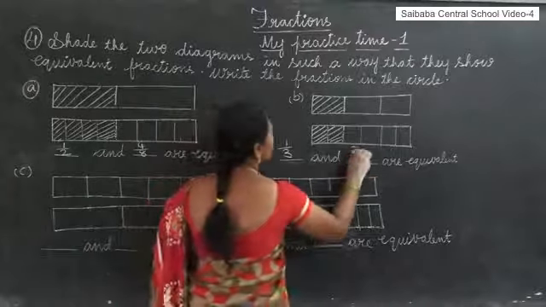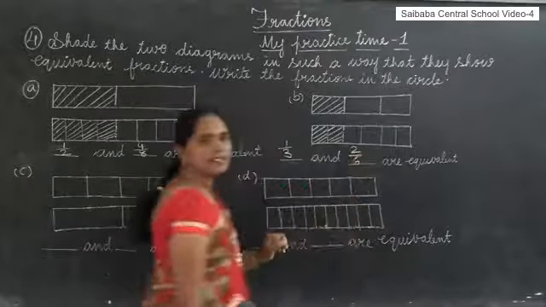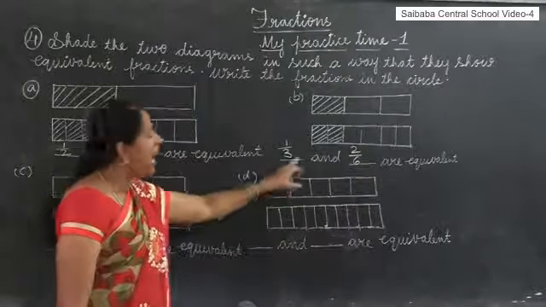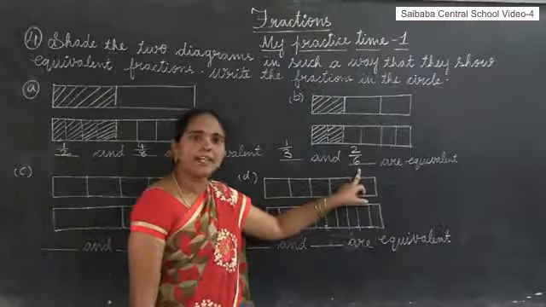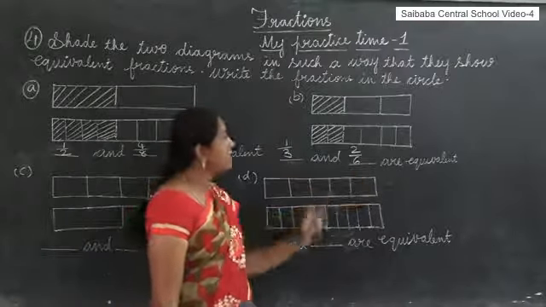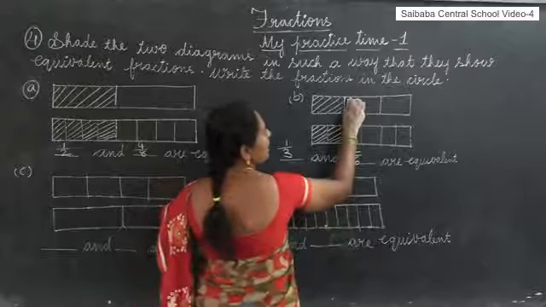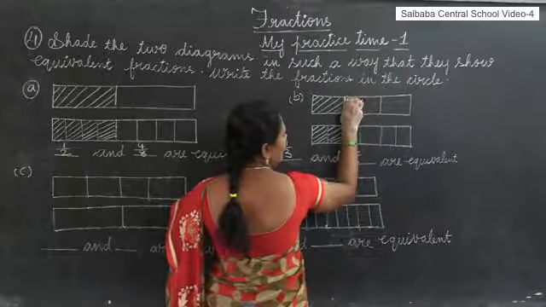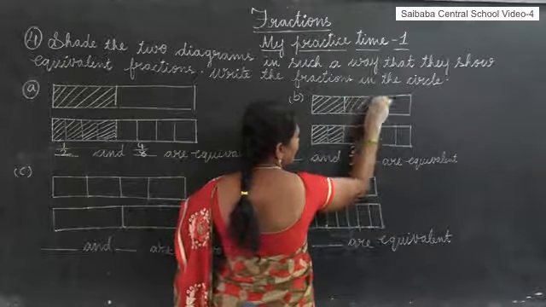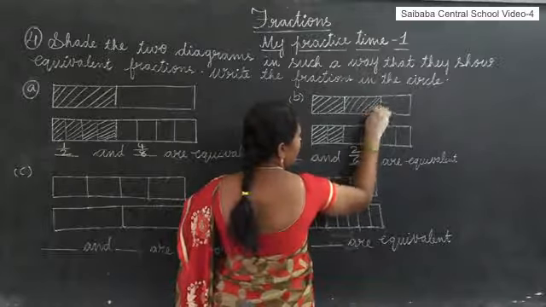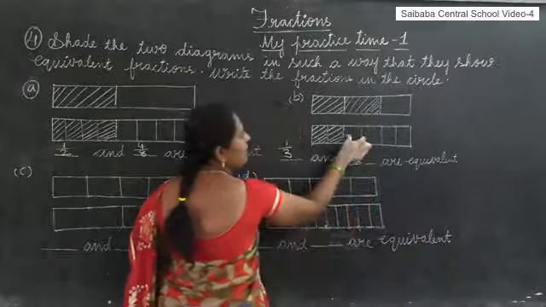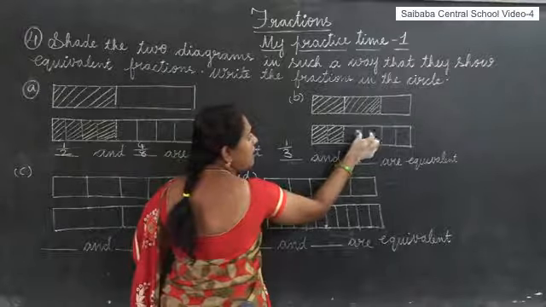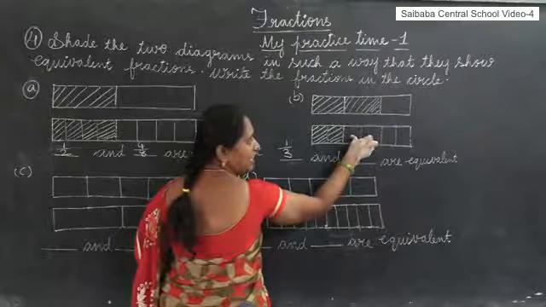Good. 2 by 6. 2 by 6. So, 1 by 3 and 2 by 6 are equivalent fractions. Children, if you want, you can shade one more part also. If you shade this part also, for showing an equivalent fraction, how many parts do we have to shade in this whole?